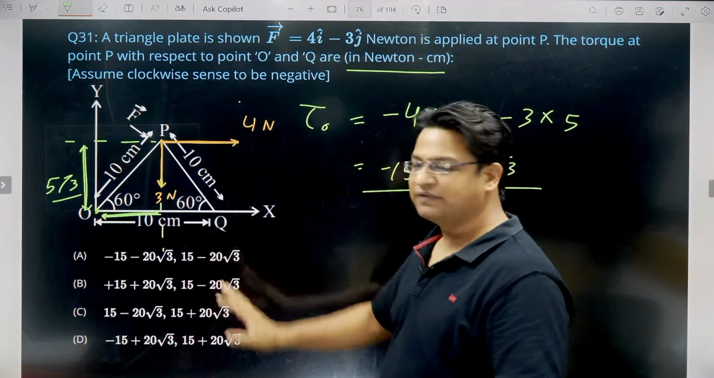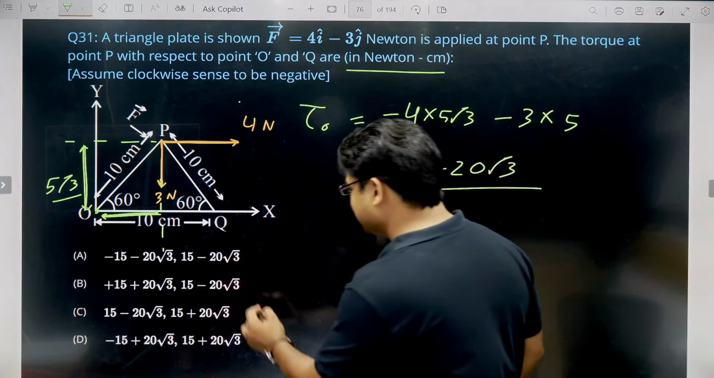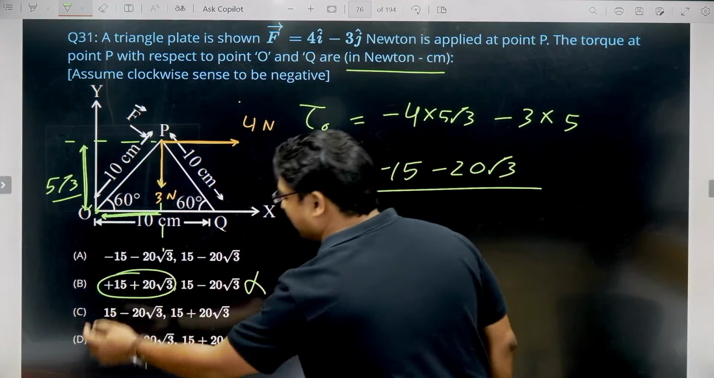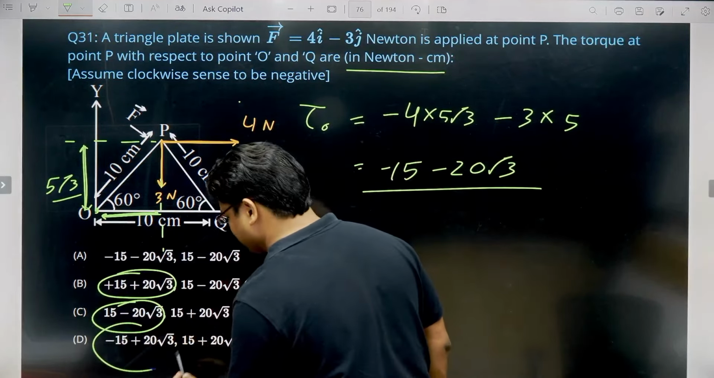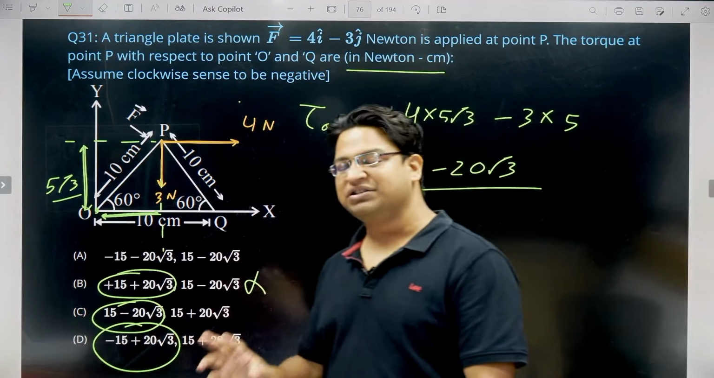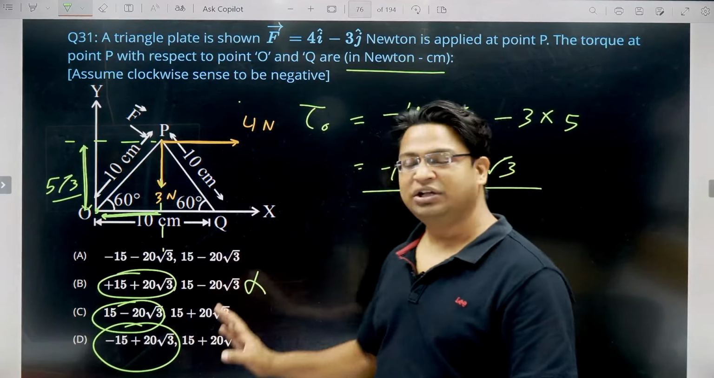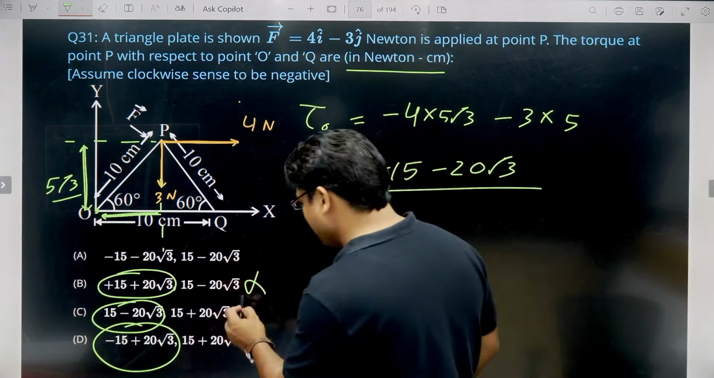A option gives me this value, so A may be correct. B option is definitely wrong because this doesn't match with what I have already got. This also doesn't match, and this also doesn't match. So as far as the exam setting is concerned, you have already discovered the answer. The answer is option A.